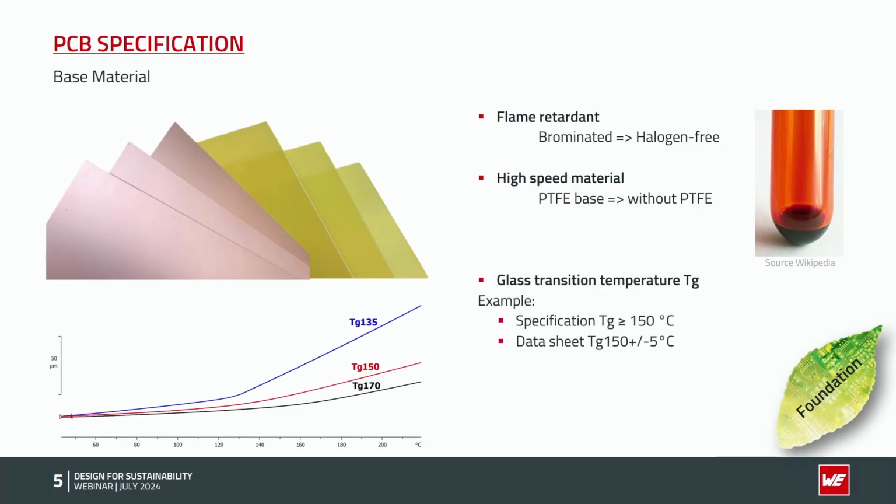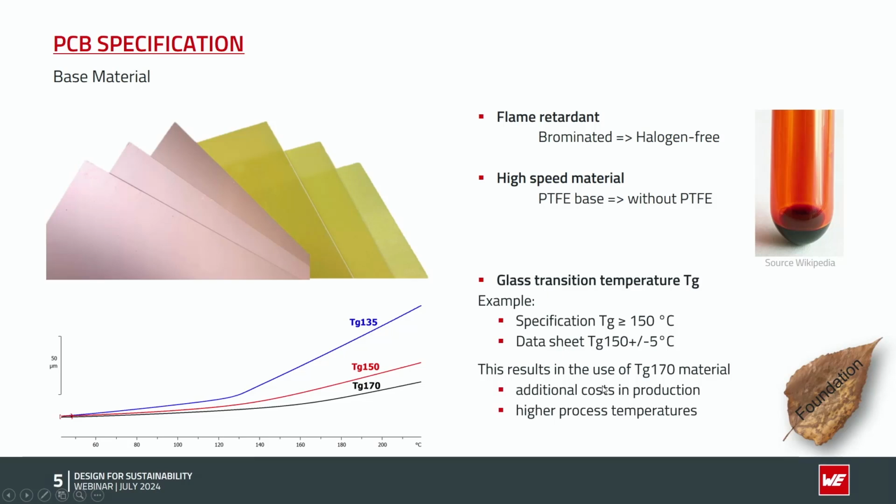A very practical example is often the definition of the glass transition temperature, the TG value, which is a good indicator of a material's thermal properties, how much heat it can sustain. For example, if in the specification you require higher than 150 degrees, and the datasheet of a material has a value of TG 150 plus minus 5, by this specification we are not allowed to use this material, because with minus 5 degrees it does not fulfill the specification. Is this really the intention of this labeling, or is the intention to use a 150 material?